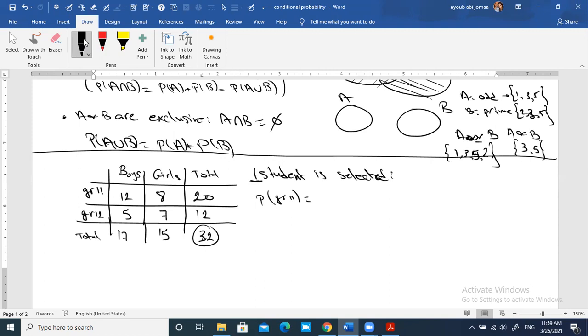Probability of an event is the number of outcomes of this event over the total number of outcomes. The favorable number of outcomes of this event over the total number of outcomes. When you select one student from grade 11, what is the number of choices to select one student from grade 11?